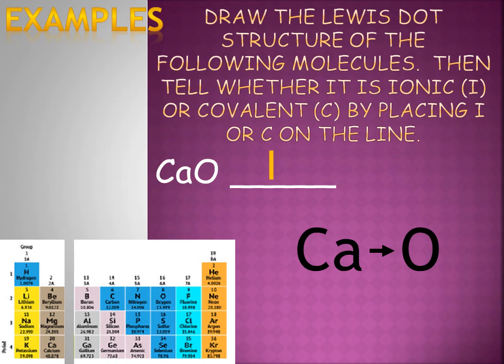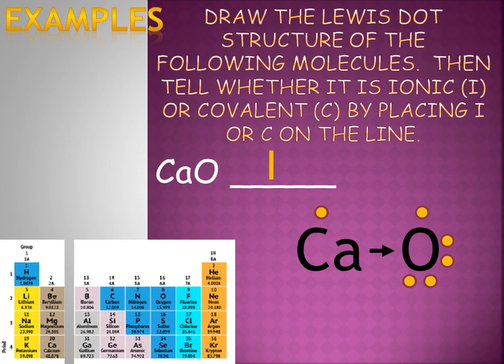Let's figure out how I determine that. Let's look up calcium. Calcium is right here in group 2. It has 2 dots. Remember, one of those dots is right here on the line, and there's my 2nd dot. Now my oxygen is right here in group 16, so we need 6 dots. Remember, one's right here on the line. So 1, 2, 3, 4, 5, and 6. Okay, so there are our dots, and the reason I knew calcium was going to give away its electrons to oxygen was because calcium had 2 and oxygen had 6. So calcium's going to give away and oxygen's going to take.